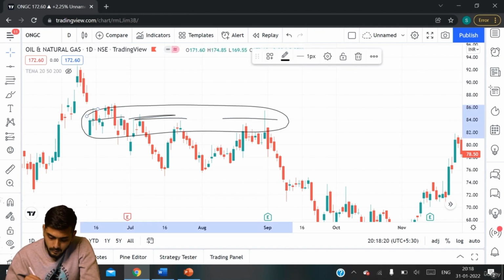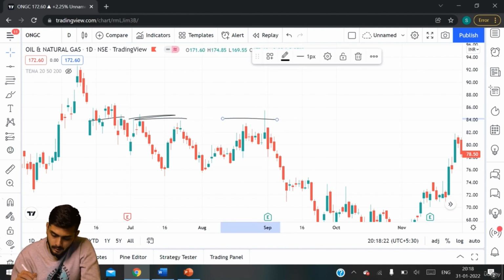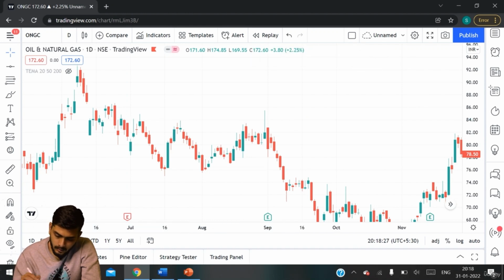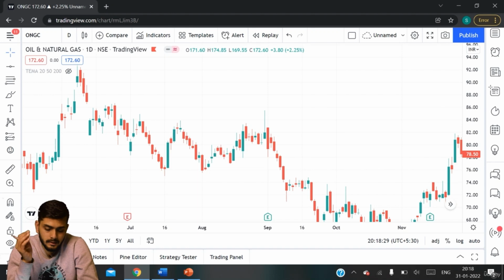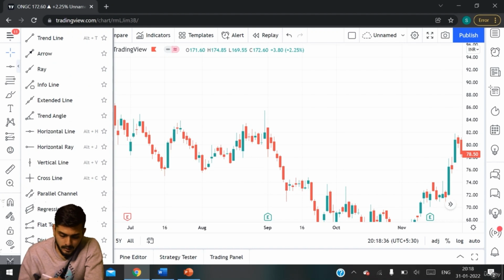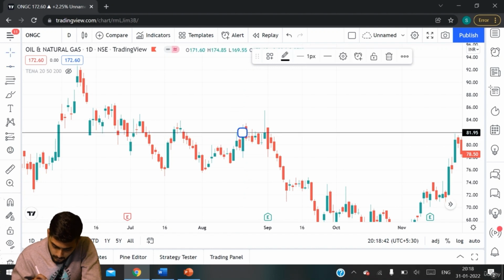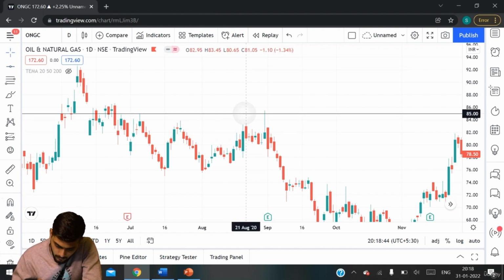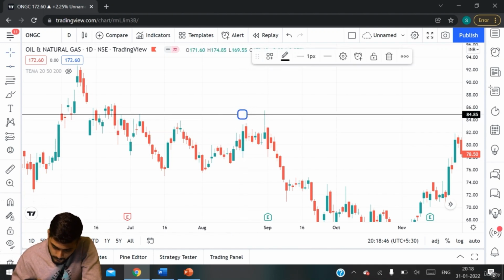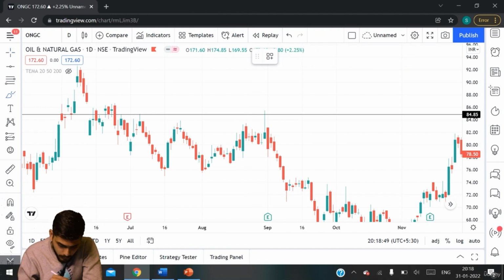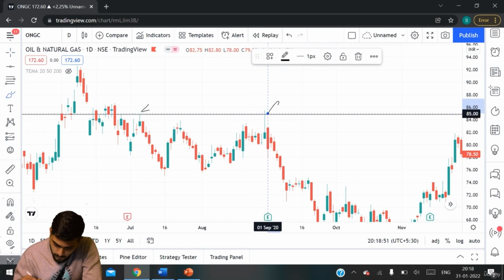Now coming to this part, we can see, what did I just say? We said that we need at least two touches. Now if we draw a line here, we can use Alt H as well. This is TradingView, we need Alt H on TradingView as well. If we draw a line here, our goal is to touch this point and this point.